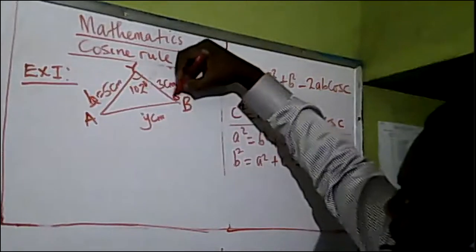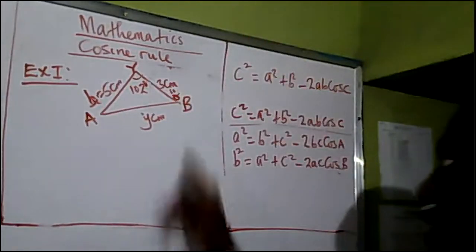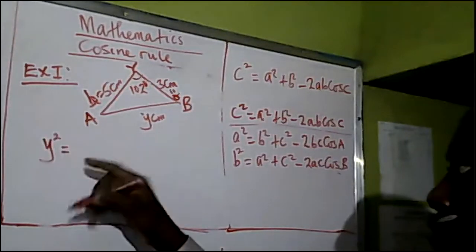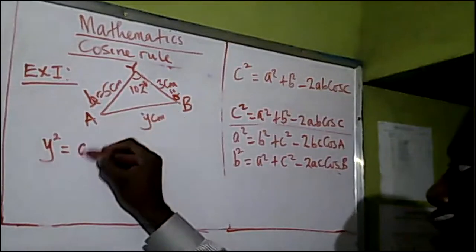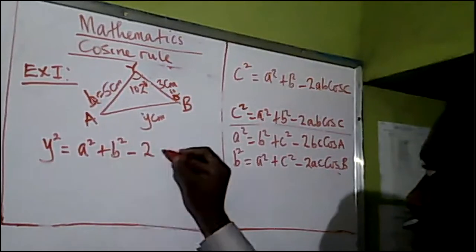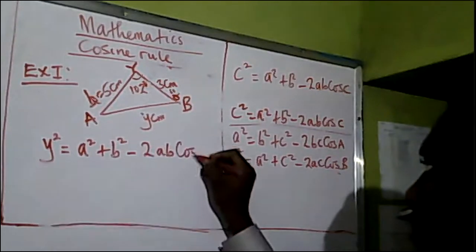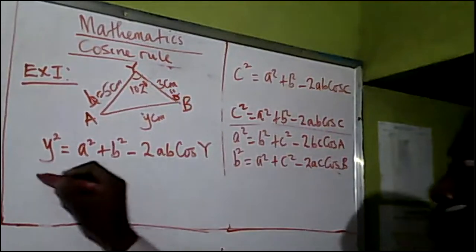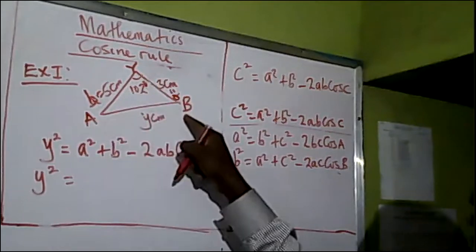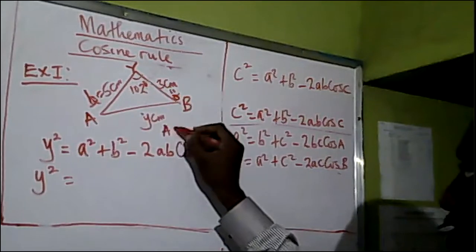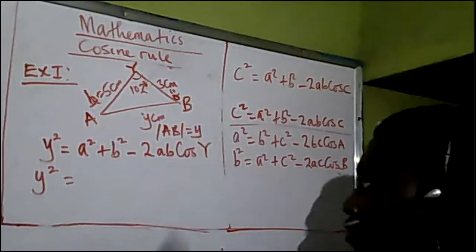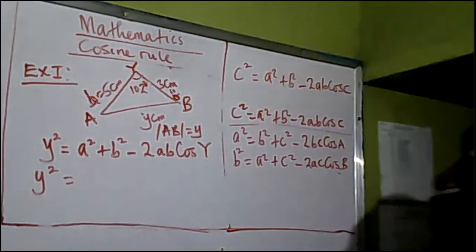So let me write the a like this: a is equal to 3 centimeter. I'm looking for y centimeter. So we are going to use the what? The cosine formula. y square is equal to a square plus b square minus 2ab cos Y, cos capital letter Y. Line AB is y, not y squared, but when you are solving, use y squared.